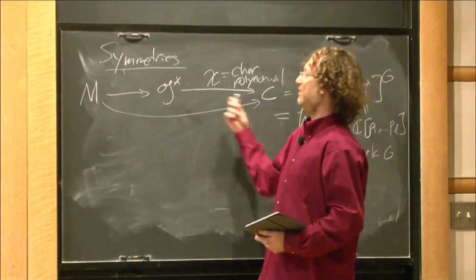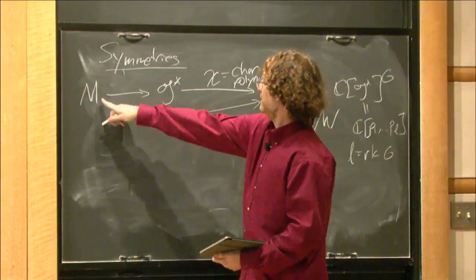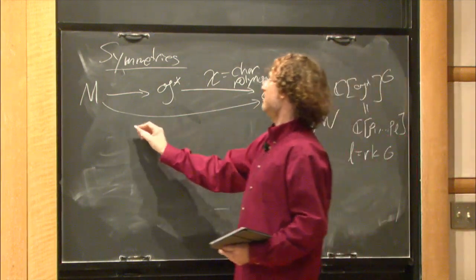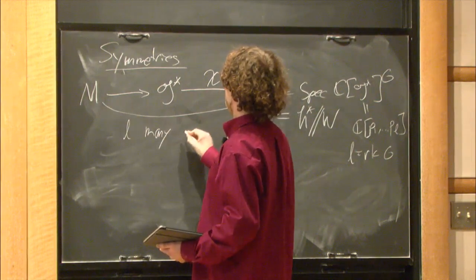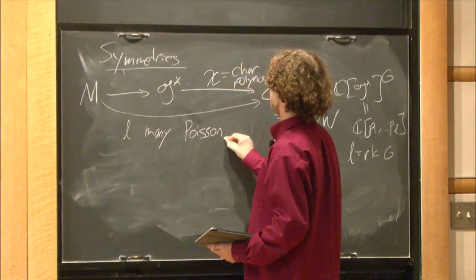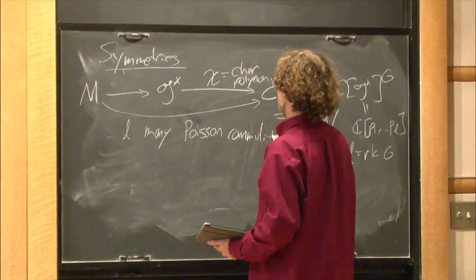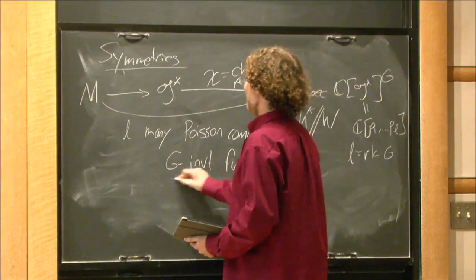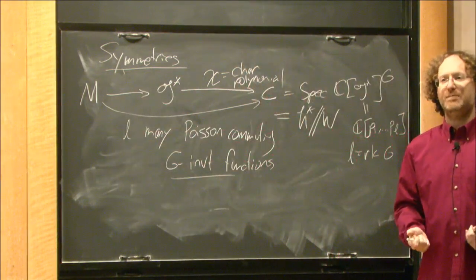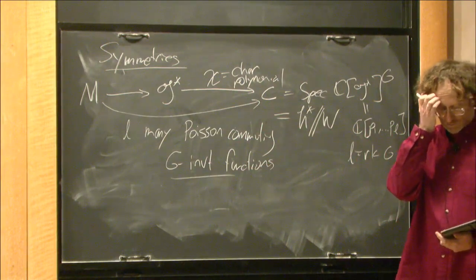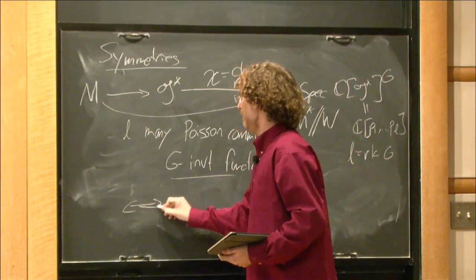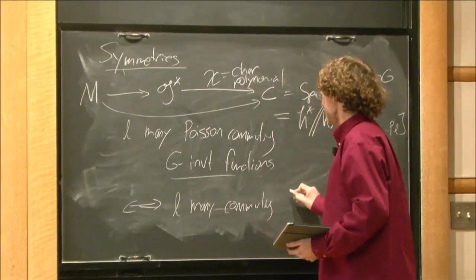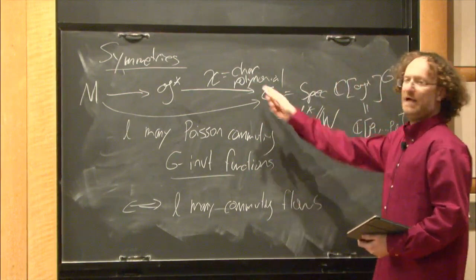So what does this map from M to C give us? It gives us a bunch of functions. This is a map to a vector space, so it's just a list of functions. And these functions, this is L many Poisson commuting G invariant functions. So whenever I give you a Hamiltonian G space, I get a collection of rank many Poisson commuting invariant functions. So if you'd like, I get L many commuting flows. The corresponding vector fields give a collection of commuting flows on any such space.